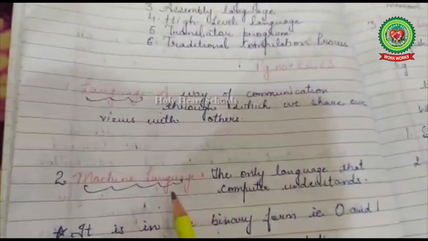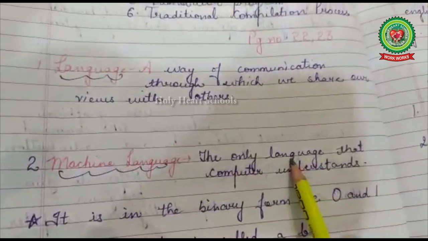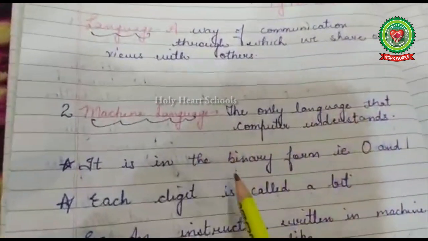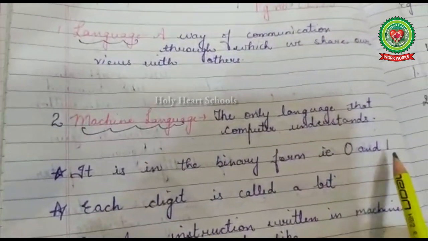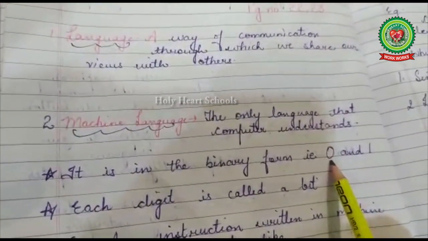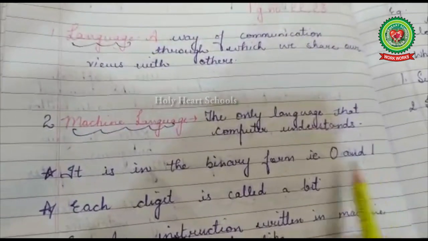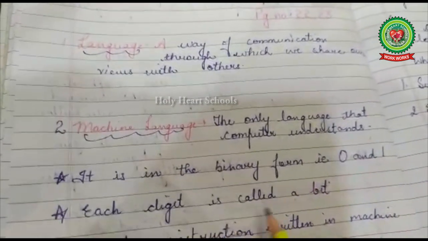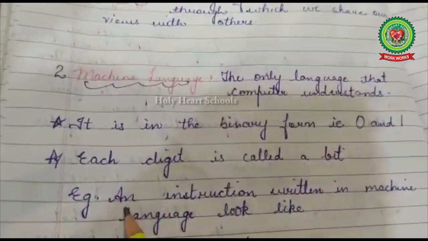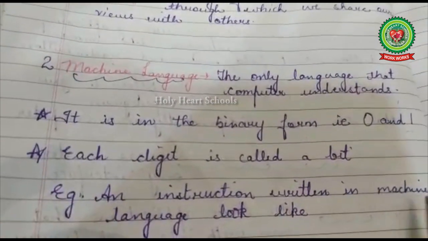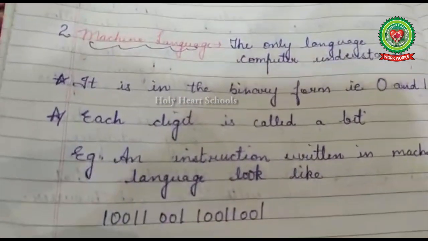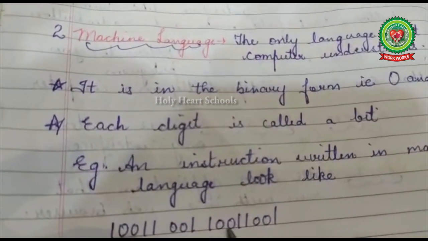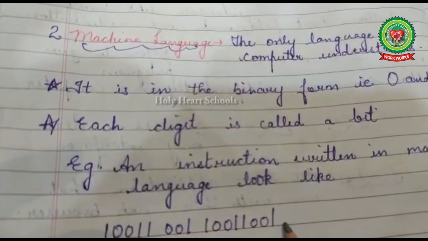Firstly, we are going to start with machine language. Machine language is the only language that a computer understands. It is in the binary form, that is 0 and 1. 0 means off state and 1 means on state. Each digit, that is 0 and 1, is called a bit. For example, an instruction written in machine language looks like 10011 001.